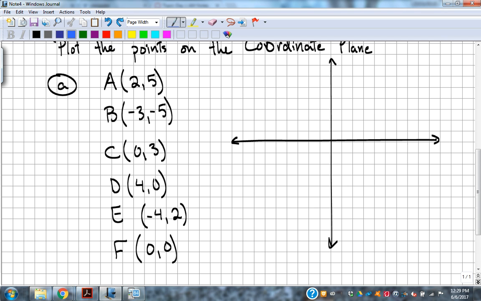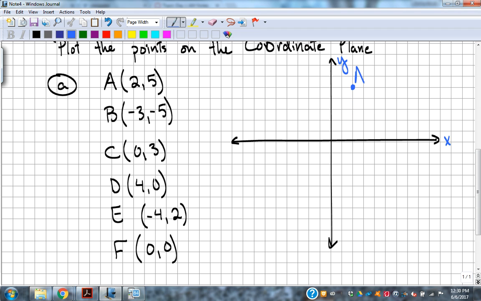So when I go to plot the point A, (2, 5), I'm going to go in the x direction first. So the x-axis, remember, is the horizontal. The y is the vertical. So I'm going to go 2 in the x direction. It's a positive 2, so I'm going to go to the right 2, and then I'm going to go up 5.